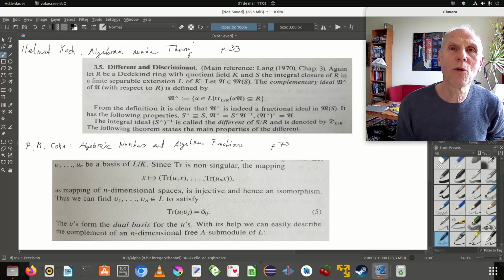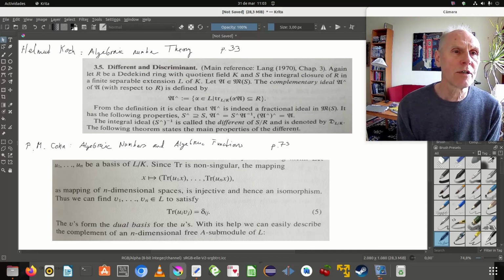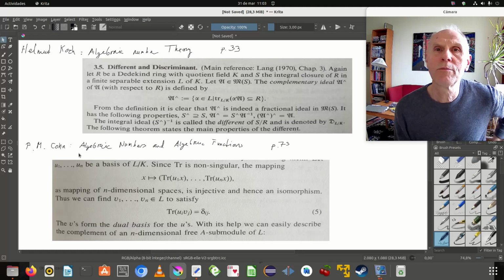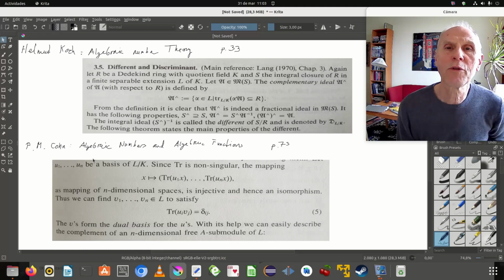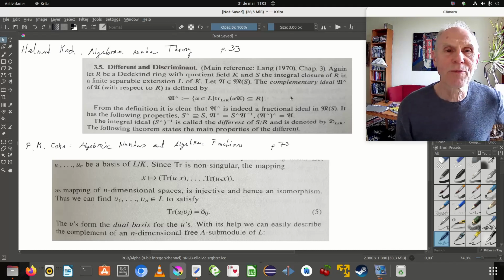Unfortunately, I lost the recording, it failed, of my solving part A of the problem. I checked Helmut Koch and Cohn's books on algebraic number theory and found that the basis was called the dual basis, but the ideal was called, also in this book, the complement or the complementary ideal. So it seems that dual is used for the basis, and for the module we use the word complement.